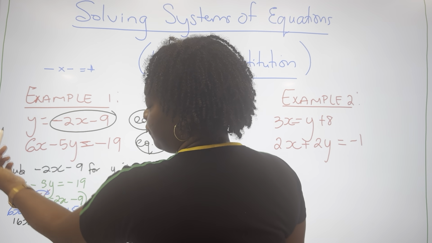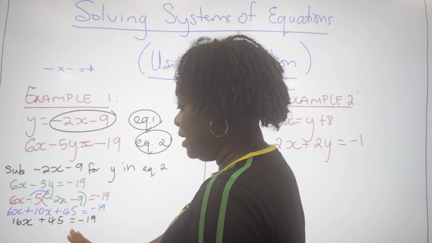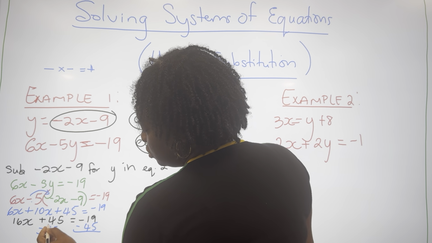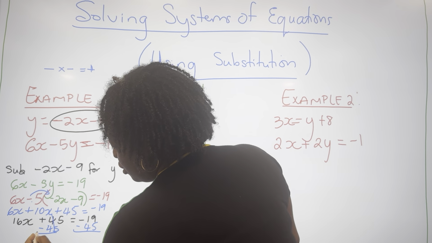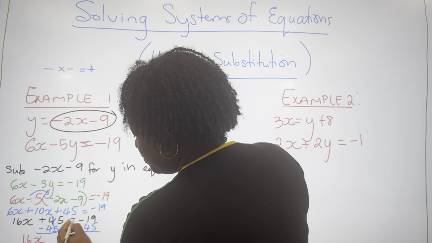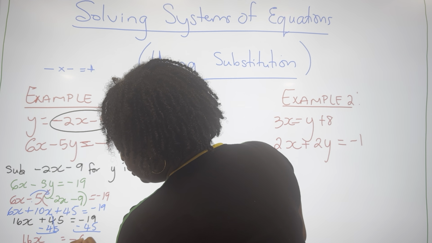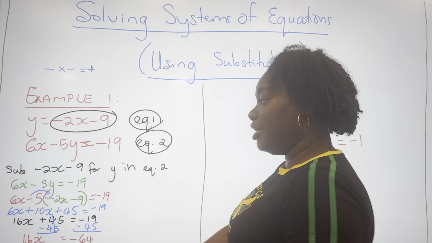Remember, we're solving for x, so we want to get rid of everything that's on the side of the x. So I'm going to get rid of my 45. It's a plus 45, so I'm going to subtract. Anything you do on one side, you do to the other side. All right, so that's canceled out. I'm left with 16x is equal to minus 64. Now remember, we're not finished because we're solving for x.